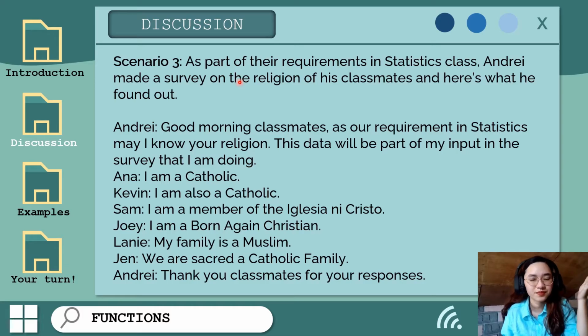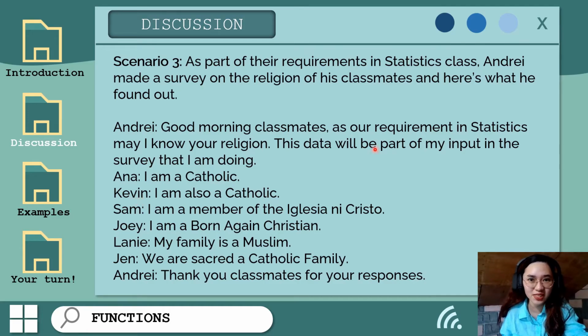As you can see, religion is also an example of a function. Dahil nga, bawat isa sa atin ay may isa lang naman na kinikilalang religion. We can never be affiliated with two or more religions. Just like here in the scenario, each student is affiliated to only one religion. Us being the domain and the religion is the range. And so we are only paired to one range.